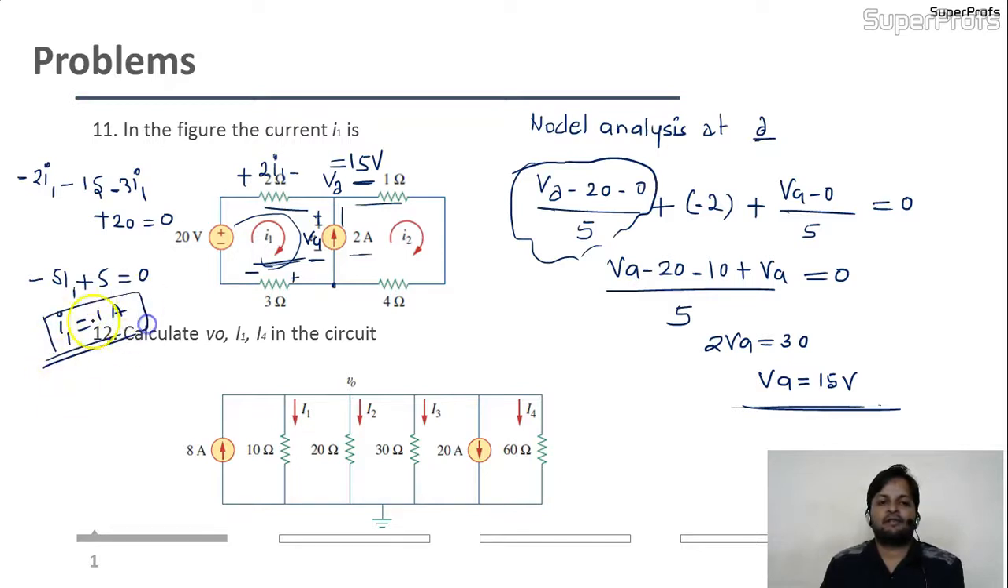This is the positive current, meaning the direction is correct. Yes, this is the answer of the circuit. It's a very simple problem based on nodal analysis.